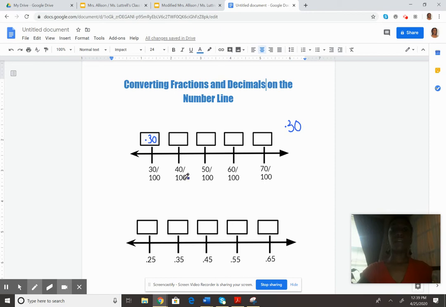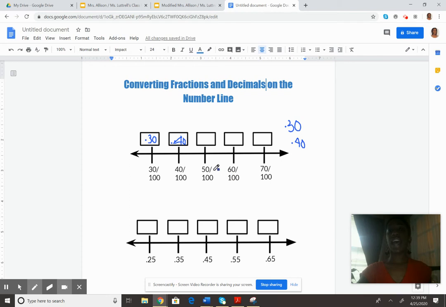Now converting my 40 over 100. That means I'm changing it into a decimal. So I will put 0.40. This is my tenths. This is my hundredths. My decimal is in the hundredths. So that would be 0.40. Okay? Whoops. I did too much there. Let me put my point, okay? 0.40, okay?